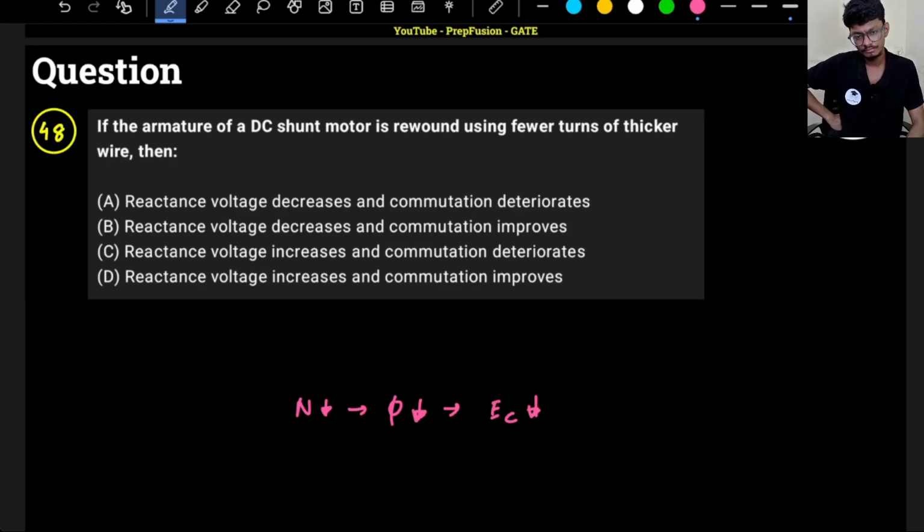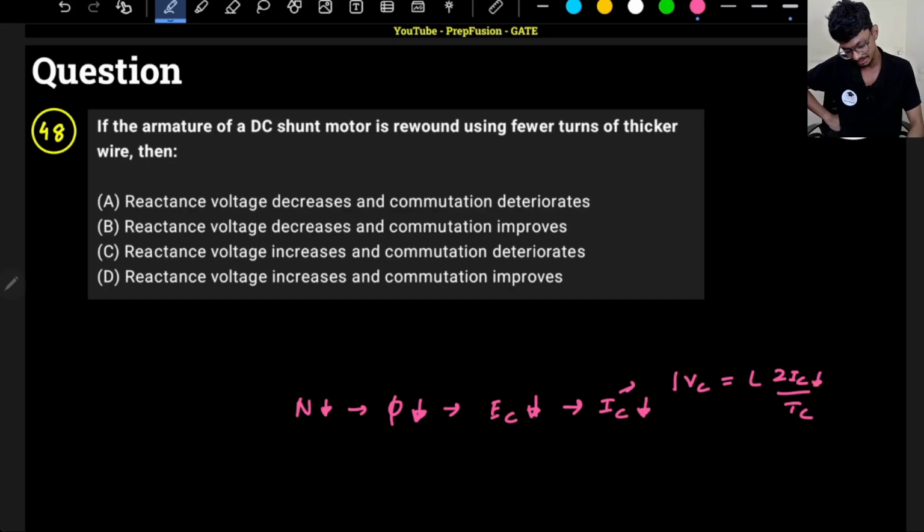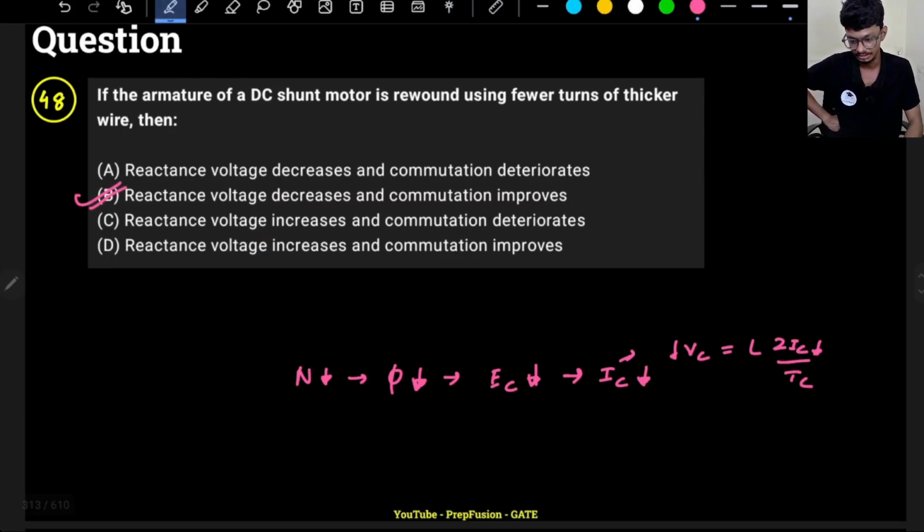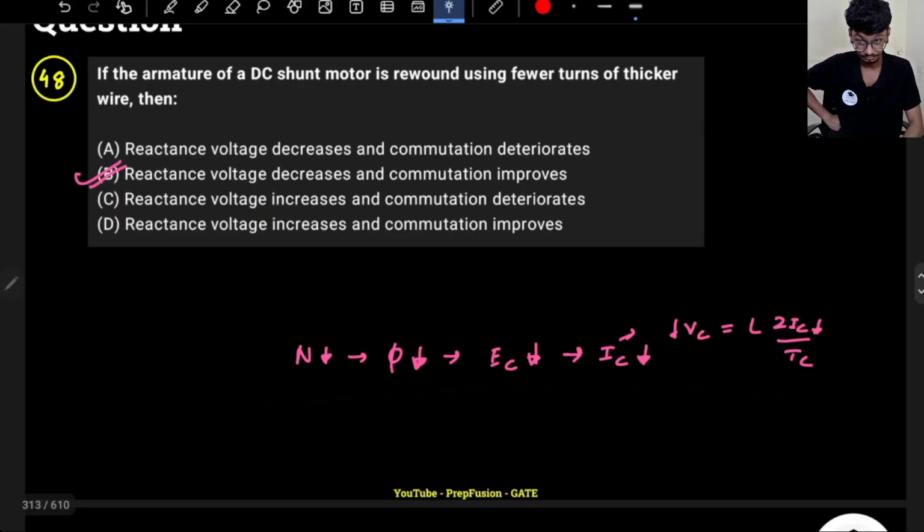Okay, so if the induced EMF reduces, the current per coil also will reduce. It is basically Ec by R, right? So current also will reduce. So what is my reactance voltage? Reactance voltage is L di by dt, that is L 2Ic divided by Tc. So Ic is reducing, so obviously reactance voltage will reduce, and commutation will further improve, right? Because there are fewer chances of sparking. So reactance voltage reduces, commutation improves. That's it. That is the intuition that I can give you.